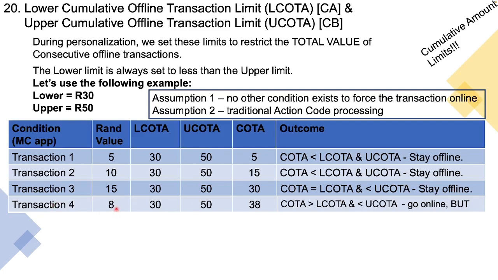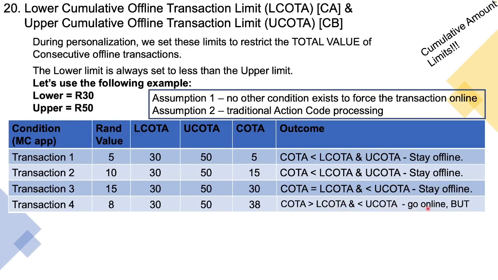Transaction 4 is an 8 Rand transaction. Okay, so we've got the previous quota value of 30 Rand plus the 8 gives us 38 Rand. Has 38 Rand breached the 30 Rand? Yes, it has. Has it breached the 50 Rand? No, it hasn't. Okay, so what we're saying is we've only breached the lower limit. We haven't breached the upper limit. So we should go online.